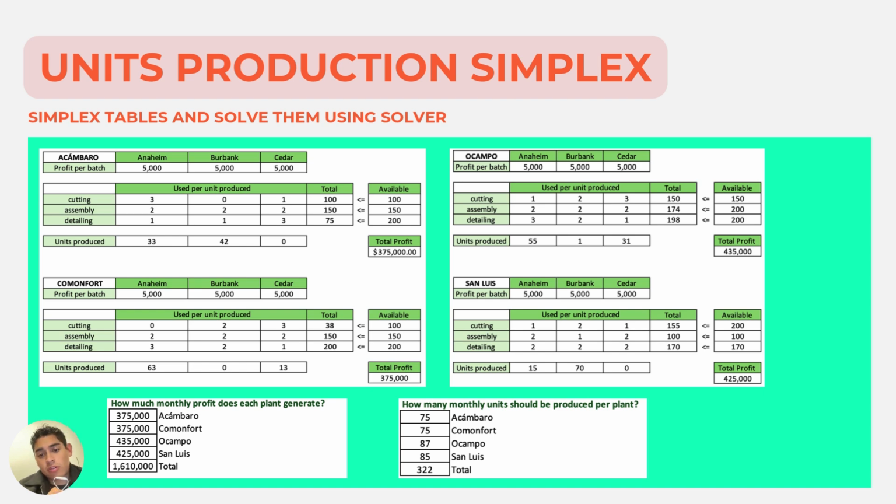The Solver configuration was simple. First, we set the objective cell to maximize total profit, with changing variables being units produced for each plant, and add constraints for cutting, assembly, and detailing. And the last step was to select the Simplex LP method to make Solver return the optimal results shown on the next slide.